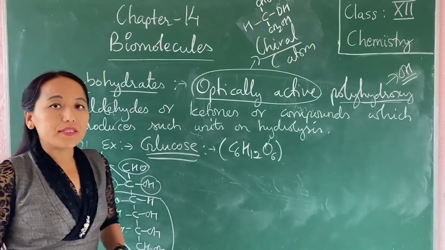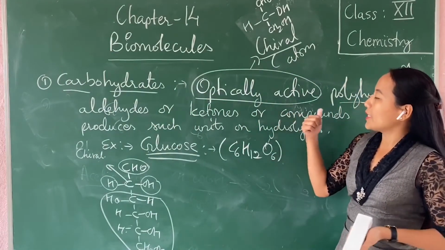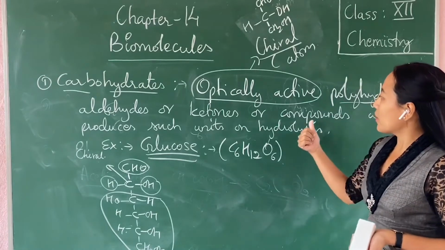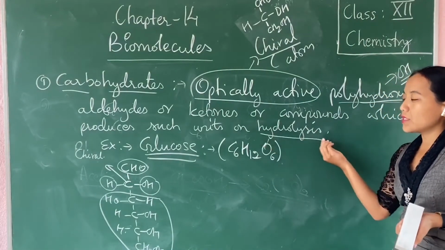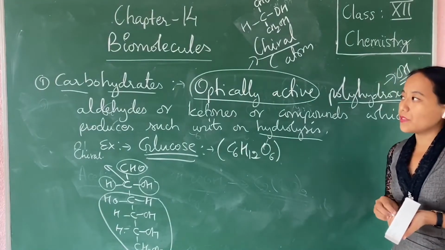So that's about the definition of carbohydrates, which says they are optically active polyhydroxy aldehydes or ketones, or compounds which produce such units on hydrolysis. Hydrolysis means breakdown with the help of water molecules. So that's about the definition.